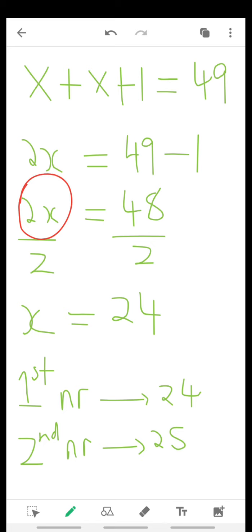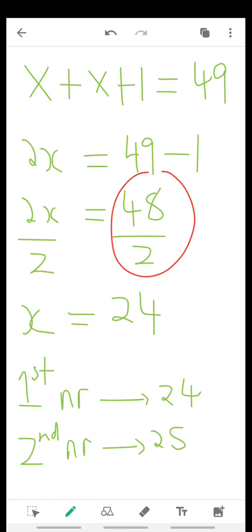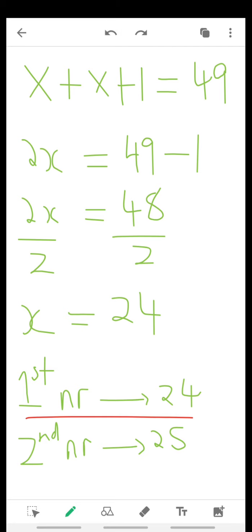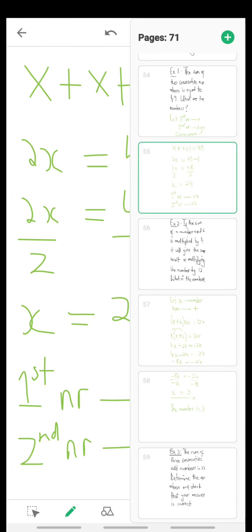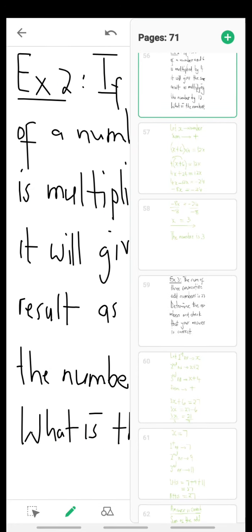Opposite of multiplication is division, such that the 2 and the 2 will cancel. I'll be left with x. Then 48 divided by 2 also will be 24. So x will be equals to 24. But remember I said, let the first number be x. That means the first number will be 24, the answer. Then the second number will be plus 1, which will be 25. Okay, we're done. Let's go to the second example.